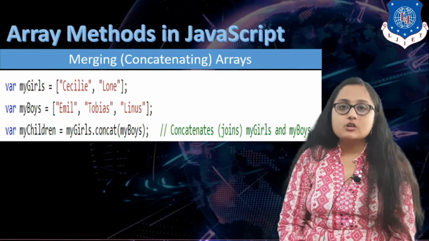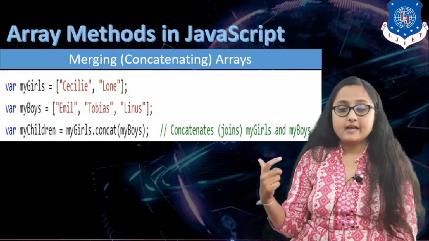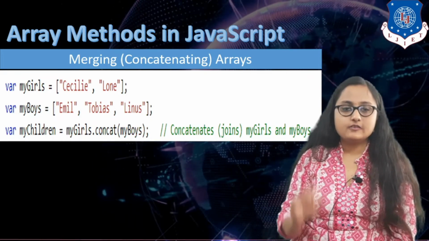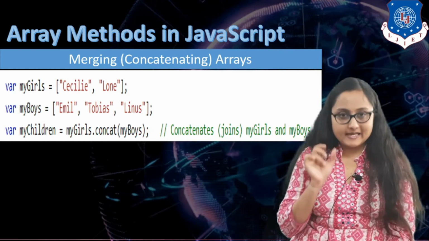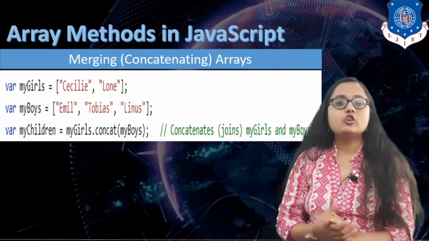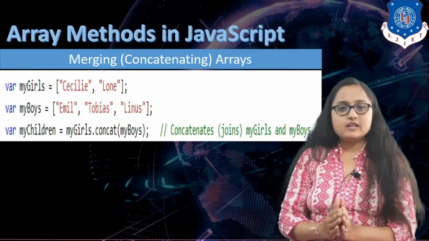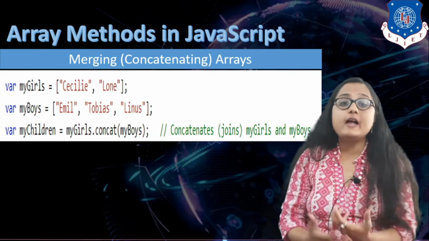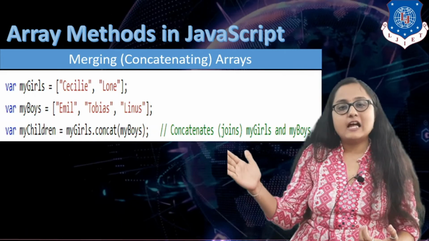If you want to merge both these arrays and you want to create another array, here I have written my children. The method is, for example, if you want to concatenate my boys into my girls, I have written my girls dot concat, which is the method name, and inside concat you have to specify the array which you want to merge, right? So as soon as you write my girls dot concat, and inside you write my boys, a new array will be created, that is my children, and all the values will be concatenated.